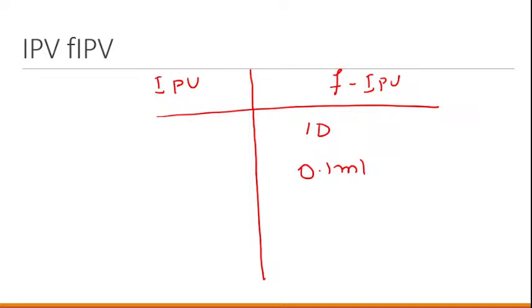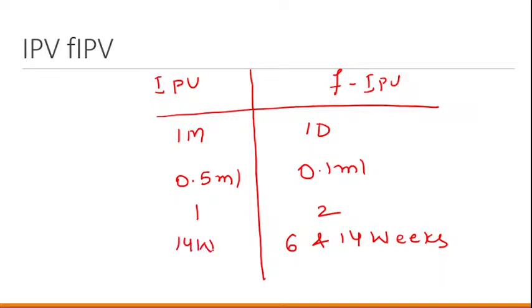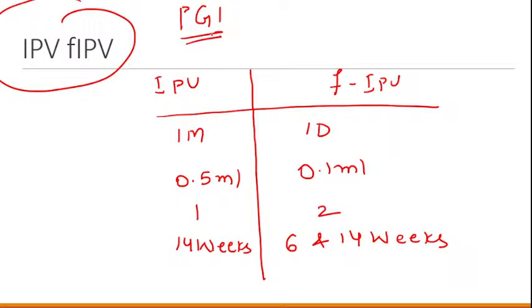So FIPV is given intradermally, 0.1 ml, whereas IPV is given intramuscular, 0.5 ml. For IPV we need only one dose, whereas for FIPV I need two doses. At 6 and 14 weeks, I need IPV only one dose, at 14 weeks. This was a previous year question of PGI. They asked in 2017 or 18, I guess, the difference between something related to IPV and FIPV. Now I hope it is clear to you.